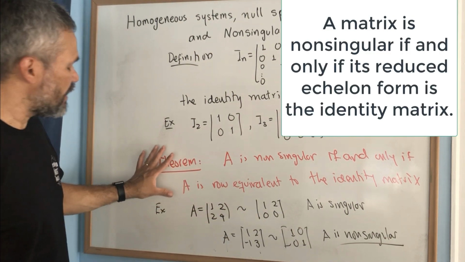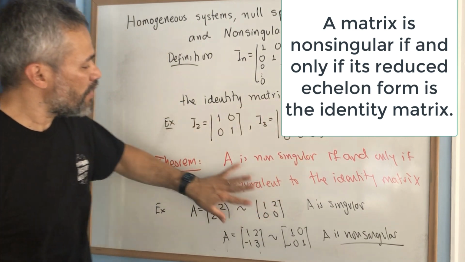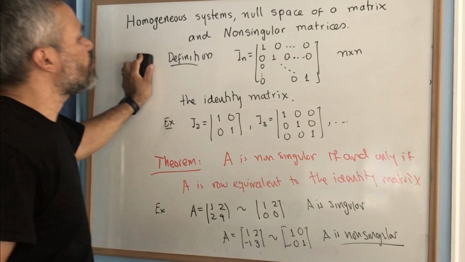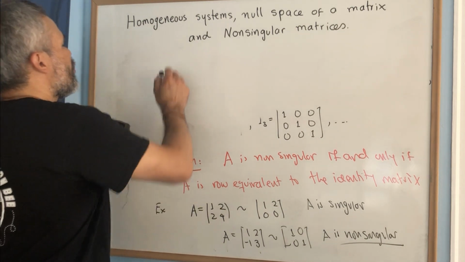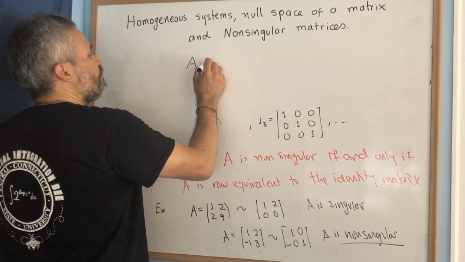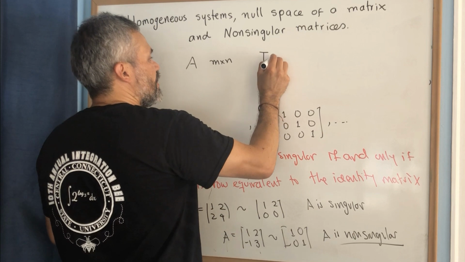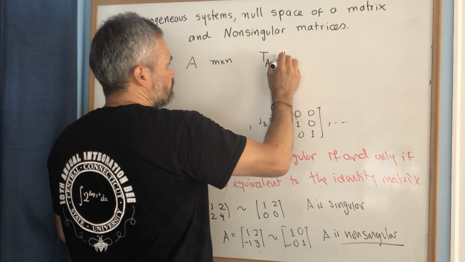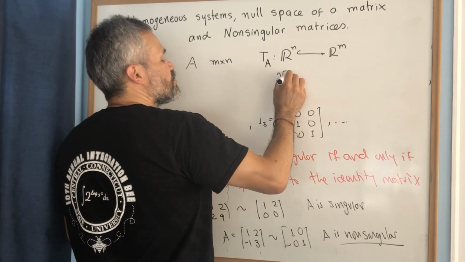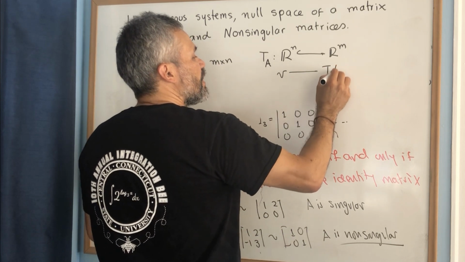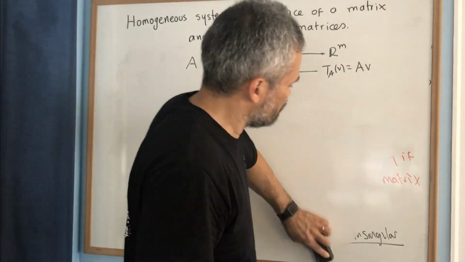Actually, I could have said in this theorem that A is non-singular if its reduced echelon form is the identity matrix. Let me make some connections between what we have learned about functions coming from a matrix. Notice that if we have a matrix A, then we can define a transformation T of A, or a function T of A, from, let's say, Rn into Rm, which is given by this function: v goes to T of A of v equal to A times v.